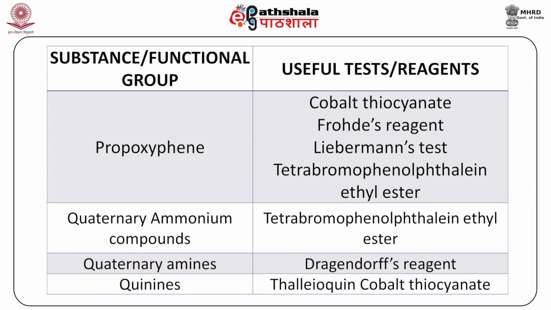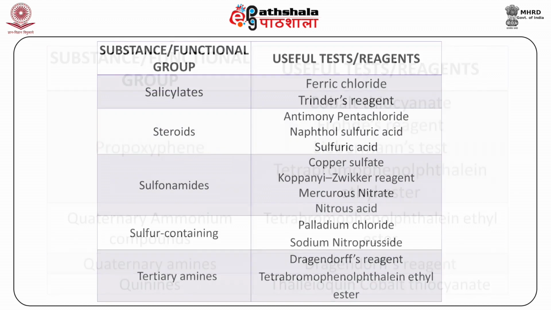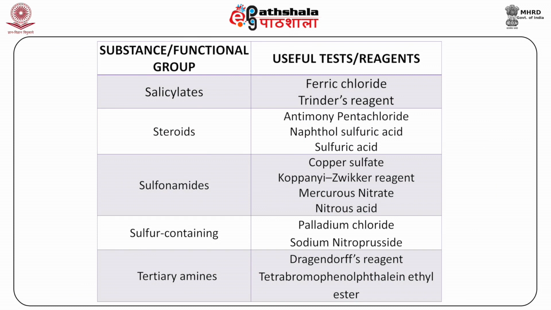In case of propoxyphene, cobalt thiocyanate, Froehde's reagent, Liebermann's test, tetrabromophenolphthalein ethyl ester. In case of quaternary ammonium compounds, tetrabromophenolphthalein ethyl ester is used. Next comes the quaternary amines. Dragendorff's reagent is used. In case of quinines, cobalt thiocyanate is used. For salicylates, it is ferric chloride, Trinder's reagent. Next are the steroids, antimony pentachloride, naphthol sulfuric acid and sulfuric acid are used.